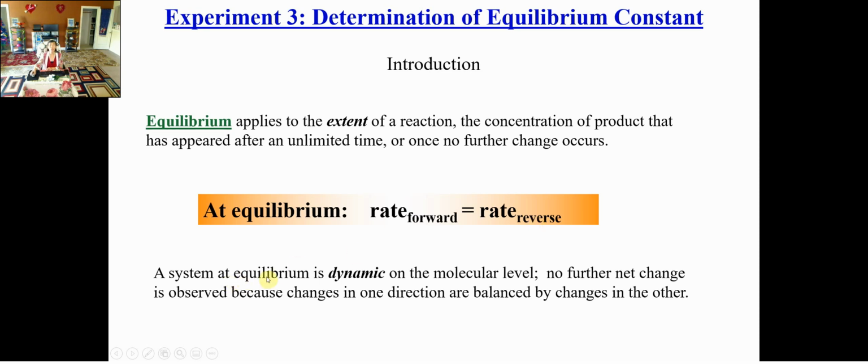The system at equilibrium is a dynamic equilibrium on the molecular level. Even though you do not observe further net changes, you are going to observe changes from both directions, I mean the forward and reverse directions. In this case, the changes in one direction are balanced by the changes in the other direction. So this is called equilibrium. At equilibrium, the forward reaction rate is the same as the reverse reaction rate.